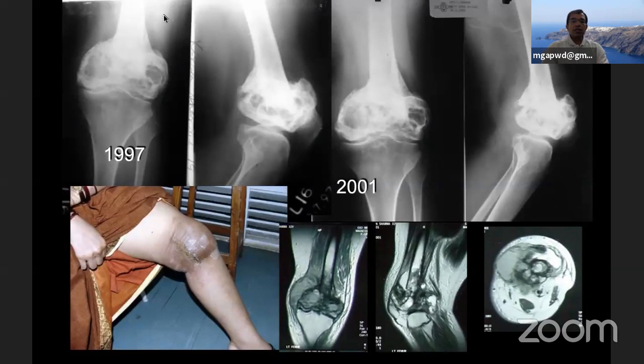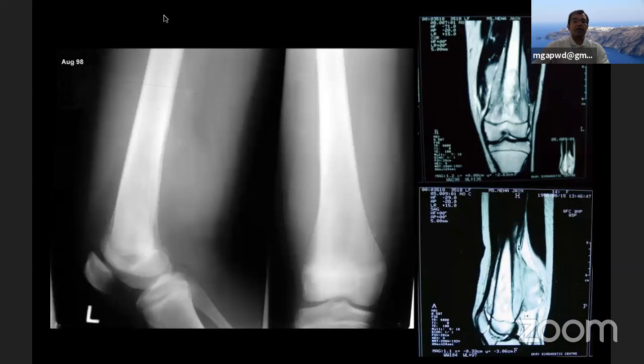So you can see in these pictures that many years later, after 1988, when she was radiated, almost 13 years later, she came with swelling and pain, and at that time the MRI showed a new mass, and this was a radiation-induced osteosarcoma. Radiation-induced osteosarcoma is again extremely high grade, does not usually respond to chemotherapy, and will metastasize in almost 70 to 80% of the cases.